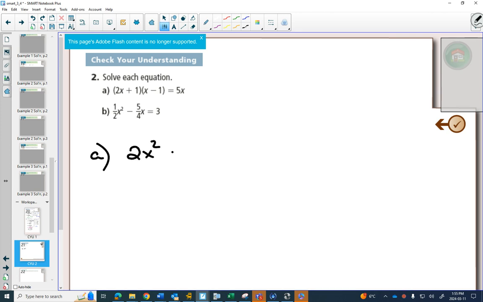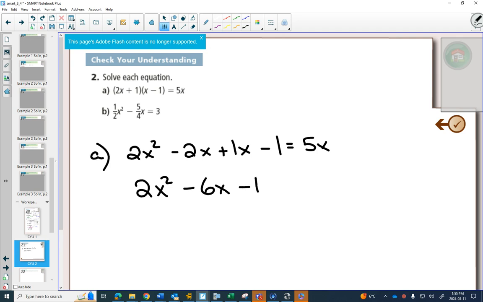2x squared, outside will be minus 2x, inside plus 1x, minus 1 equals 5x. And then we'll move everything over. 2x squared minus x minus 6x minus 1 equals 0. And at this moment, you have options.